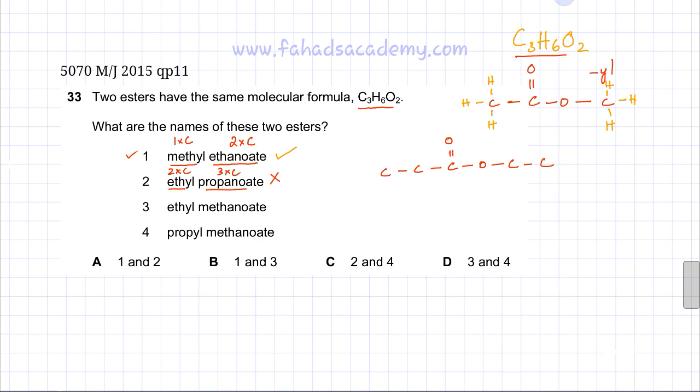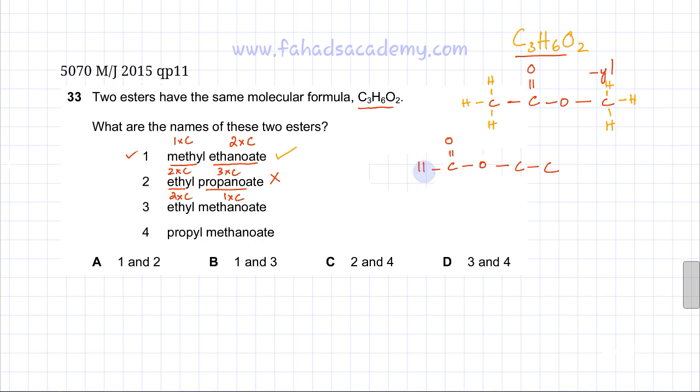Now moving to the next one, which is ethyl methanoate. Let's draw the structure of ethyl methanoate. This is the ester group. Now this one is ethyl, so on this side there are going to be 2 carbon atoms. Eth stands for 2 carbon atoms, and on the other side you have methanoate, which stands for 1 carbon atom. So on the C double bond O side of this functional group, there's only 1 carbon atom. This is going to be the structure, and we're going to complete all the other bonds.